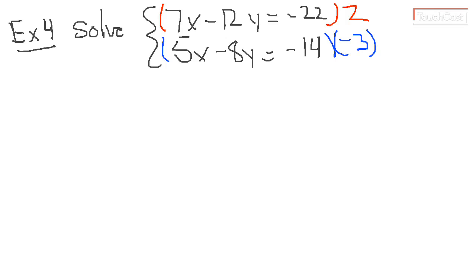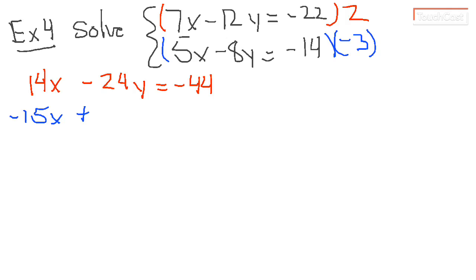So let's just start. We're going to multiply everything in that first equation by 2. 7x times 2, that's going to give us 14x. 2 times negative 12y, that's going to give me minus 24y. 2 times negative 22, that's going to give me negative 44. Now let's rewrite the second equation. Negative 3 times 5x, that's going to give me negative 15x. Negative 3 times negative 8y is going to give me a plus 24y equals negative 3 times negative 14 is going to give me a positive 42.